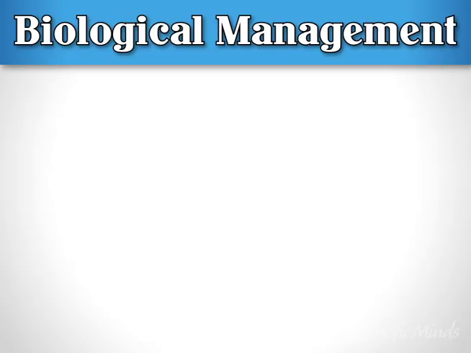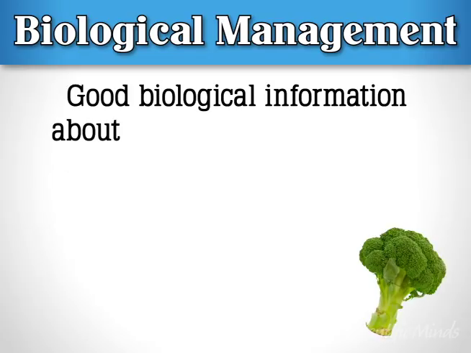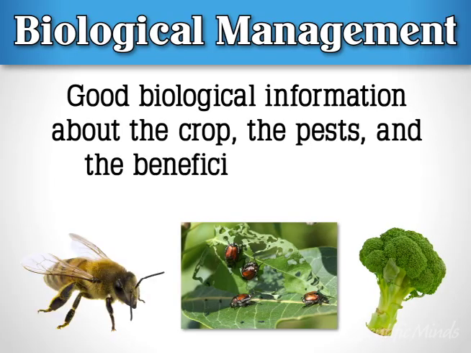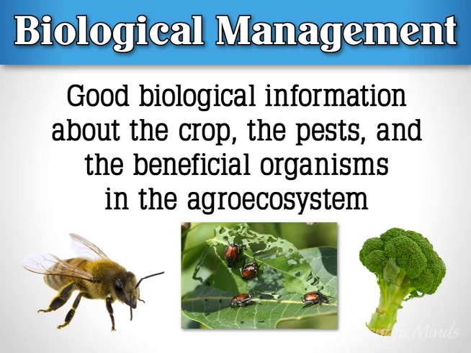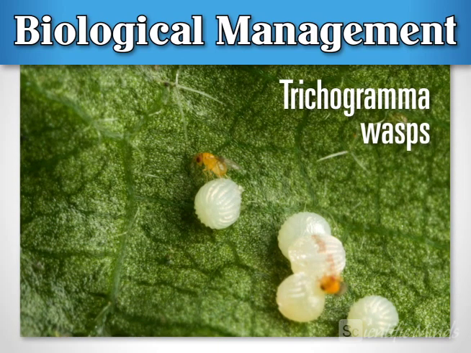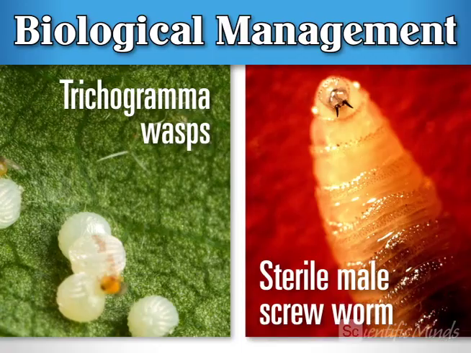Biological management requires good biological information about the crop, the pests, and the beneficial organisms in the agroecosystem. Farmers can release natural predators such as the trichogramma wasp that deposits larvae in the eggs of pests. They can also release sterile pests such as sterile male screwworms that interrupt successful reproduction in the screwworm population.